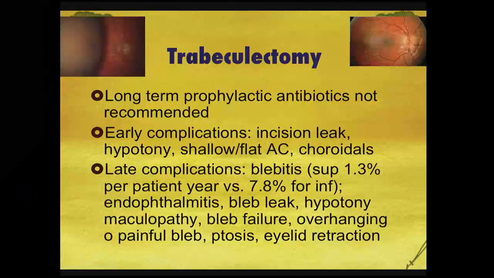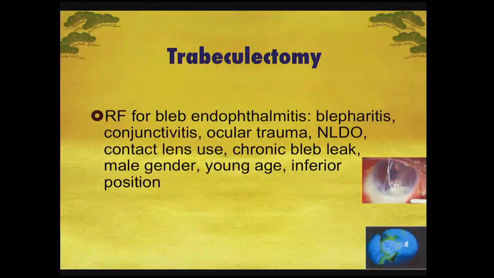For superior blebs. The rate for inferior blebs is very high, and inferior blebs are not recommended. Endophthalmitis can occur. Hypotony maculopathy can occur late, as can bleb failure. Patients can have a bleb that overhangs onto the cornea, which can be irritating. They can develop ptosis, and they can have eyelid retraction.